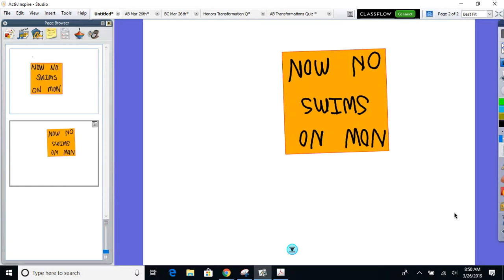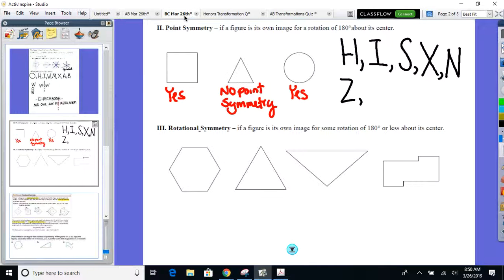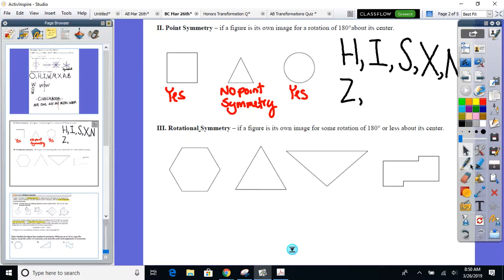Bringing the heat today. Line symmetry, point symmetry, and the final type of symmetry, rotational symmetry. Basically, rotate a figure 180 degrees or less, and we get that same figure back. I know you can rotate it 360, but that's not rotational symmetry. It's 180 or less.